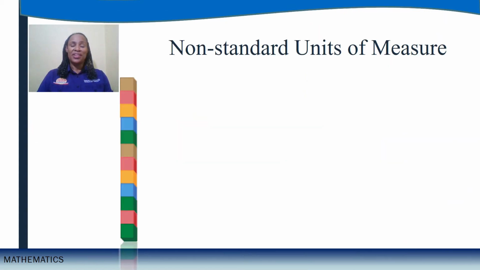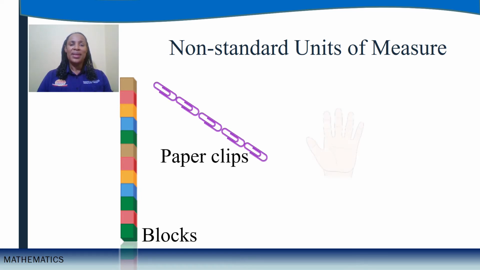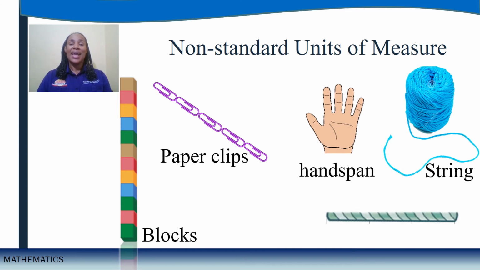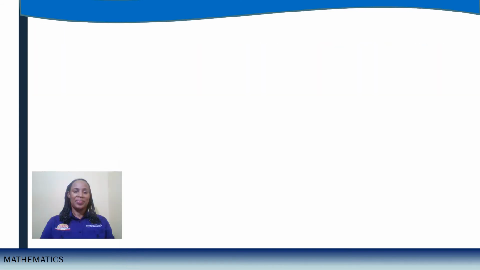Non-standard units of measure can be anything you use to measure the length of an object. These can be blocks, paper clips, handspans, string, and straw. Now, boys and girls, back to the birthday scenario. I wonder if you could tell Mark and Daniel what is it that they could use to make sure that they get the correct measurement for the watch.